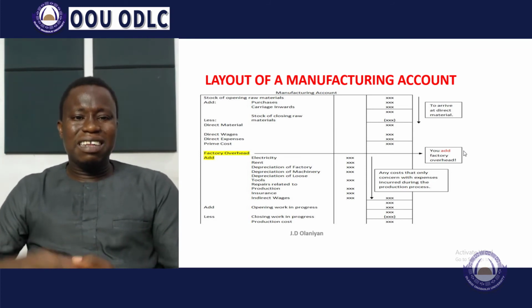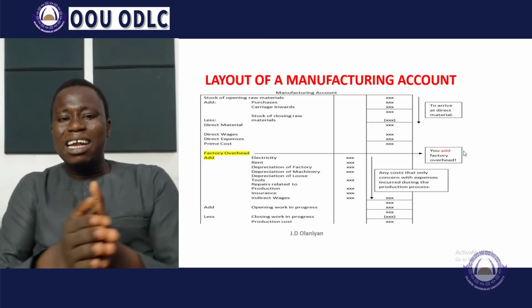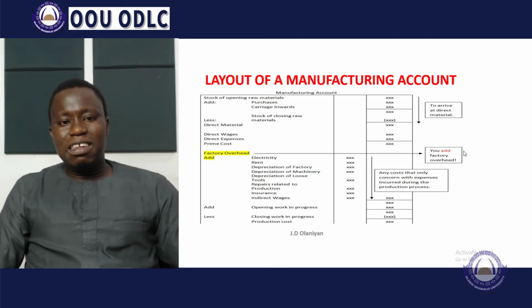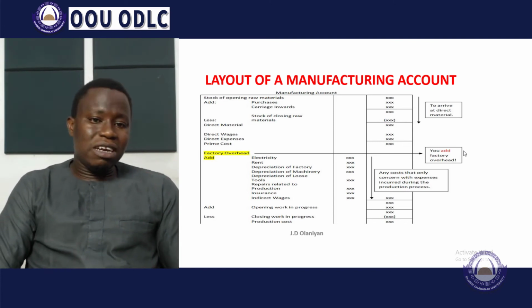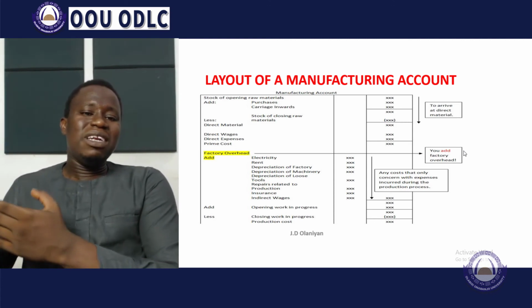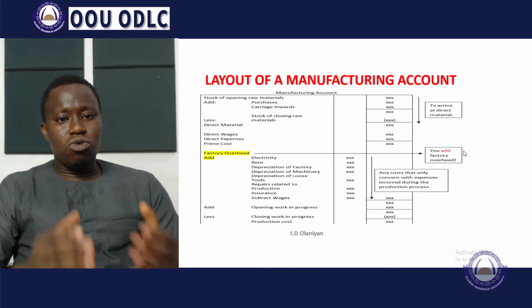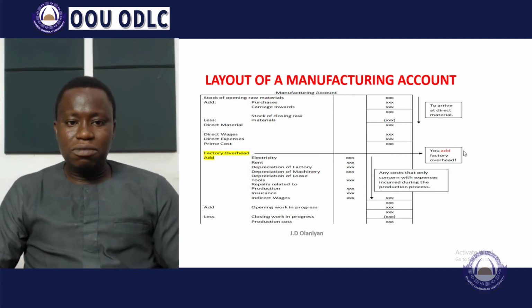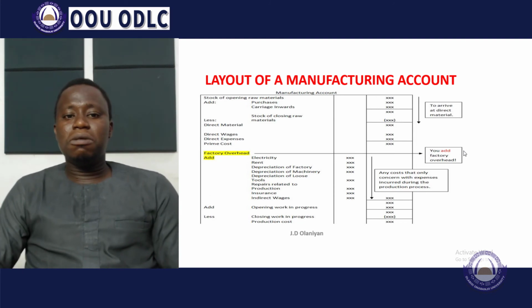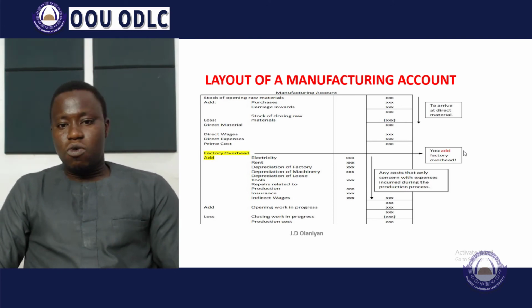So any expenses that are incurred for selling, for administration, for distribution purposes are not included in the manufacturing account. The only expenses that are included in the manufacturing account are expenses that are related to the production or to the manufacturing of the cost item. So we have the factory electricity, factory rent, depreciation of factory plants, depreciation of machinery, depreciation of loose tools, and all other related factory overhead.